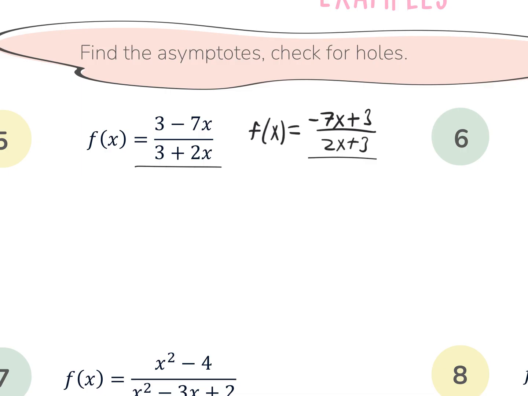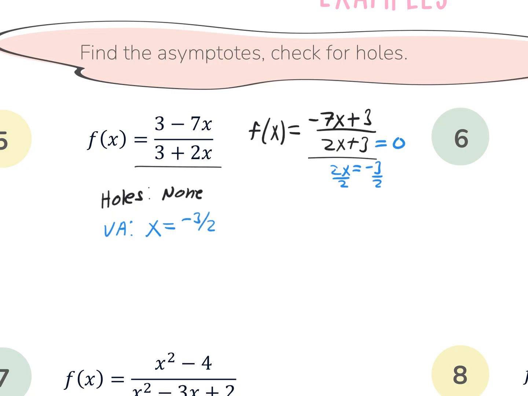Notice that the top and the bottom cannot be factored, so we're not going to have any holes. So for holes, I'm going to say none. And now if there are no holes, it's pretty easy to check for the vertical asymptote. Just set the bottom equal to 0. So 2x plus 3 equals 0, then you get 2x equals negative 3. Divide by 2 on both sides, and we get x equals negative 3 halves.